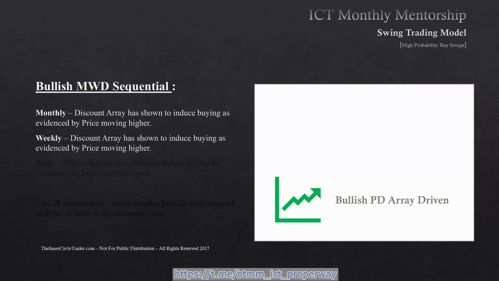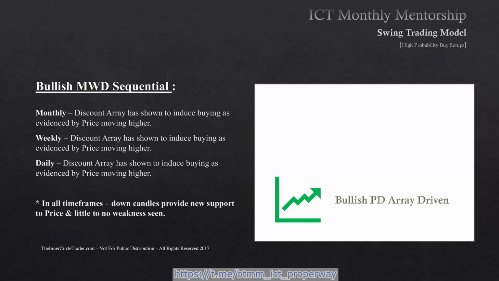Okay, on the weekly chart, we're looking for the same thing, just on a lower time frame. We're outlining discount arrays, and we're looking for a discount array that has shown a willingness to induce buying, and that's going to be again evidenced by price moving higher. The daily chart, much in the same way, we're looking for discount arrays to show evidence that there are buyers in the marketplace that you're under study, and it's going to be seen with price moving higher. In all time frames, down candles provide new support to price, and little to no weakness is seen.